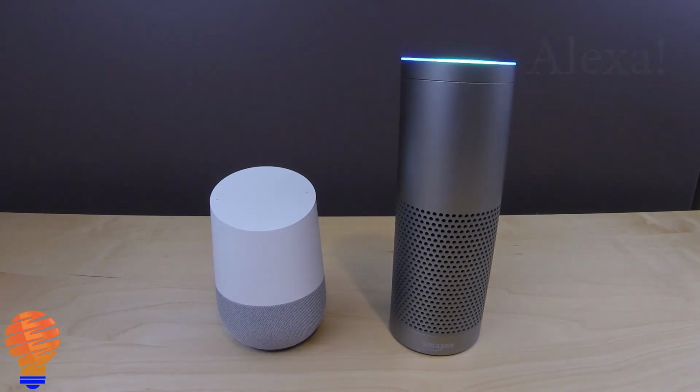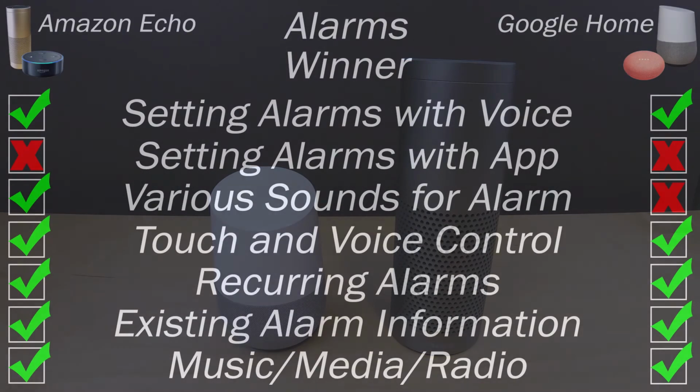Alexa, set a music alarm for 9:40 p.m. Music alarms are not currently supported in your region. So there you have it.